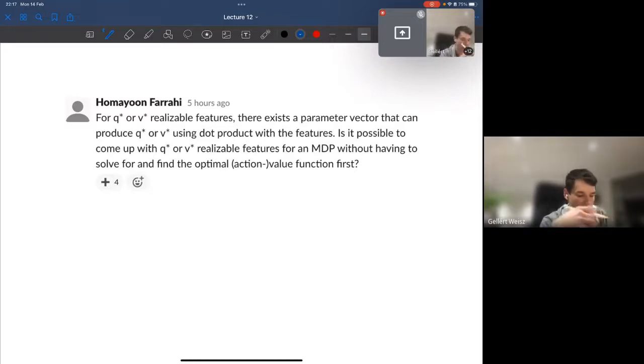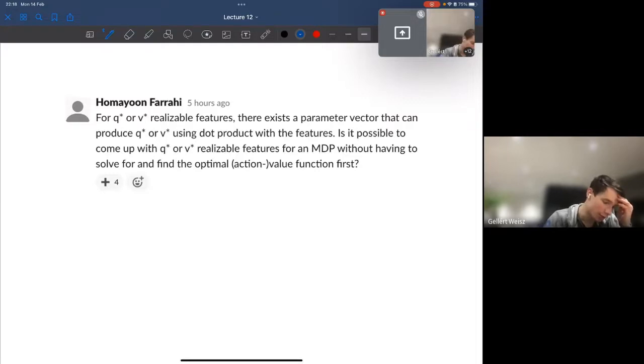If you already found the optimal action value function or value function, then you wouldn't really need to use any more than one dimension, right? You can just basically give the action value function. But the idea is that you observe a state and an action, and you can parametrize what's happening in such a way that the whole MDP boils down to knowing these parameters.